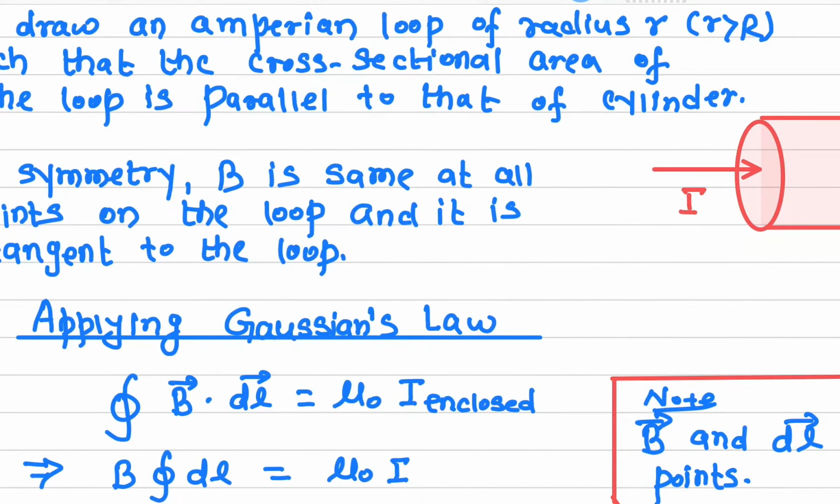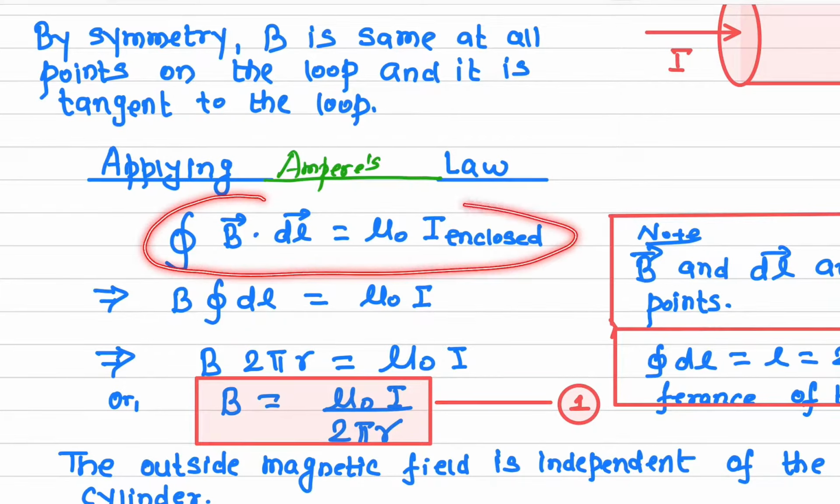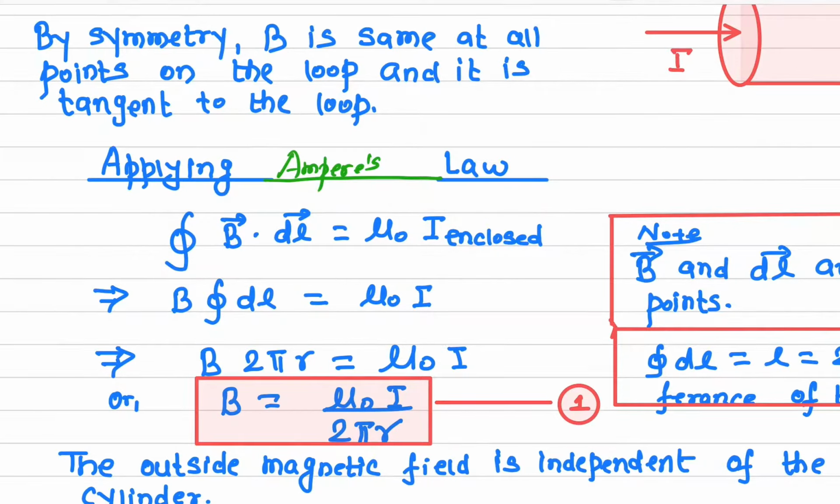By mistake I have written down Gauss law. It has to be Ampere's law here. So what does it tell you? B vector dot dl vector is equal to mu naught I enclosed. This is the line integral.